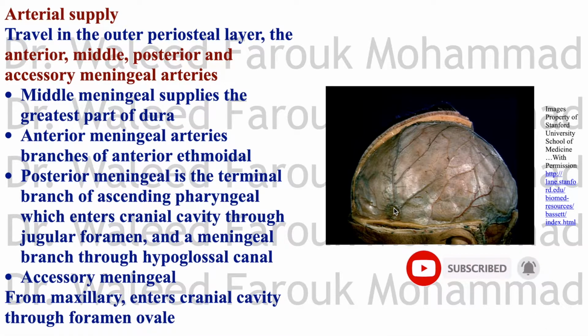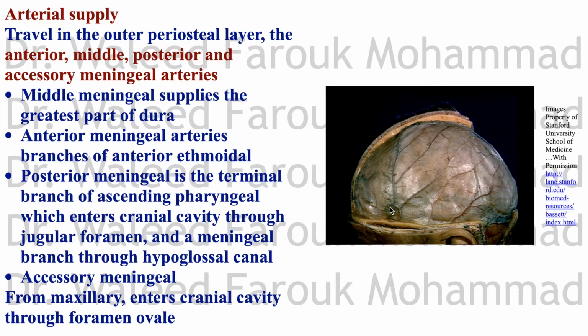Anterior meningeal arteries are branches of the anterior ethmoidal arteries, and the posterior meningeal artery is the terminal branch of the ascending pharyngeal. We studied this with the branches of the external carotid artery in the neck, if you remember. The ascending pharyngeal enters the cranial cavity through the jugular foramen and continues as the posterior meningeal, and it has a meningeal branch also that passes through the hypoglossal canal, also for the supply of dura.